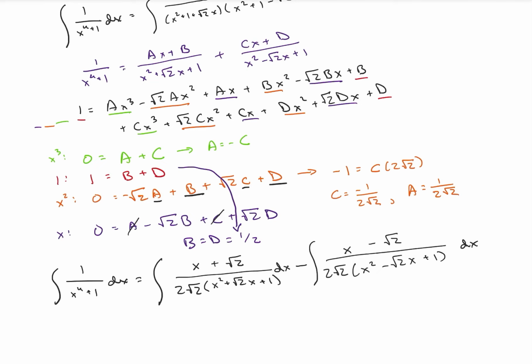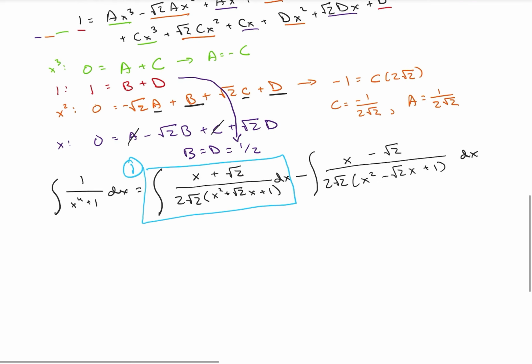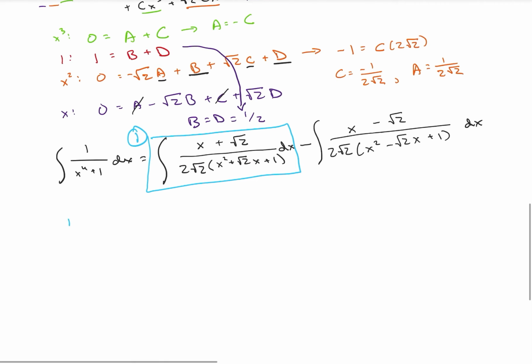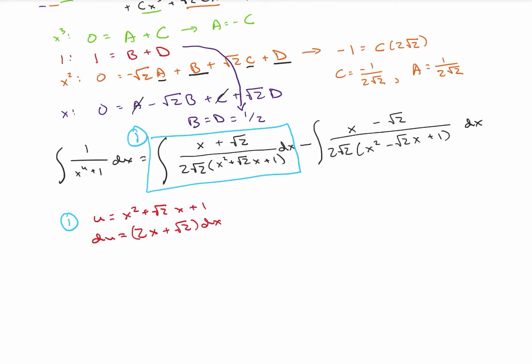Now I have two integrals with a second degree term in the denominator instead of a fourth degree term. So let's start off by looking at this first integral, on the left. I'll call it integral 1. It would be really nice if I could take u equals x squared plus root 2x plus 1, and use that with something in the top, because I have a first degree term in the top. The derivative of that is going to be 2x plus root 2 dx, which is almost what I have at the top.